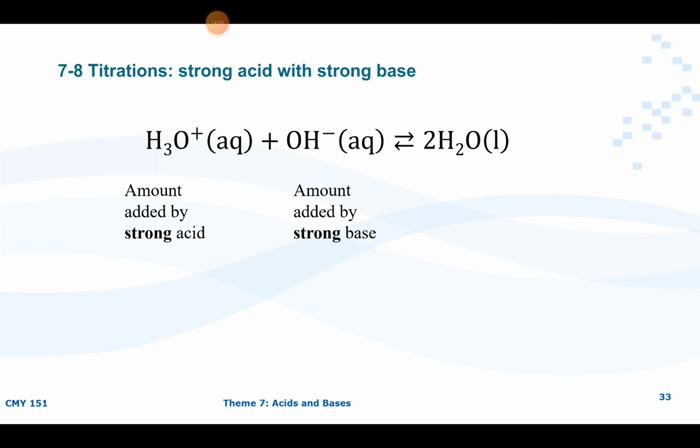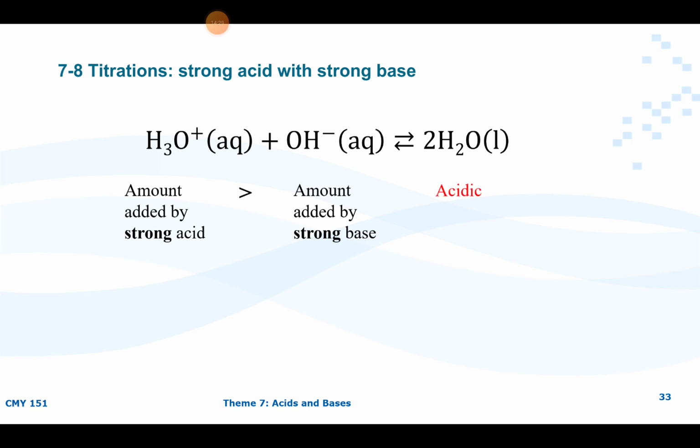So this is just an acid-base reaction. That's why I'm not even doing examples of acid-base reactions, because these are just really titrations. So if we have a strong acid and strong base, this will be our net ionic reaction. The hydronium is the amount that we've added by a strong acid. The hydroxide is the amount we've added by a strong base.